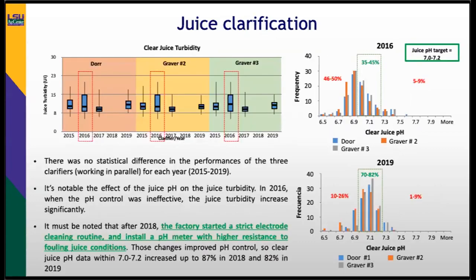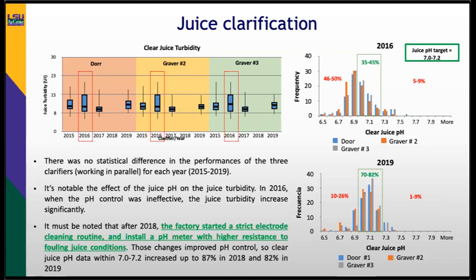The next station is the clarification. So this factory has 3 clarifiers operating in parallel. We compared the performance of each clarifier, and there was no statistical difference in the performance of each one for each year. Another thing that we analyzed here is that the effect of the juice pH on the turbidity of the clear juice was notable.